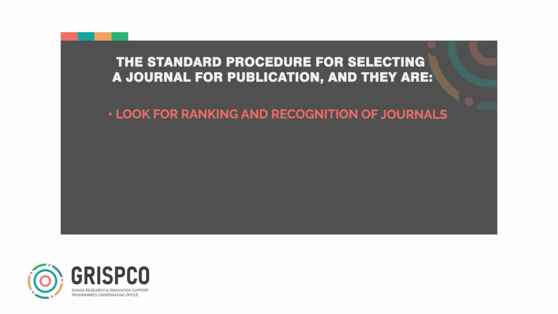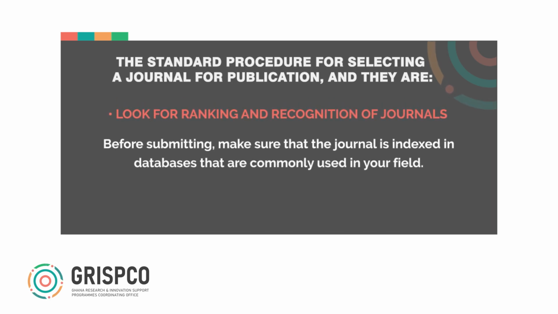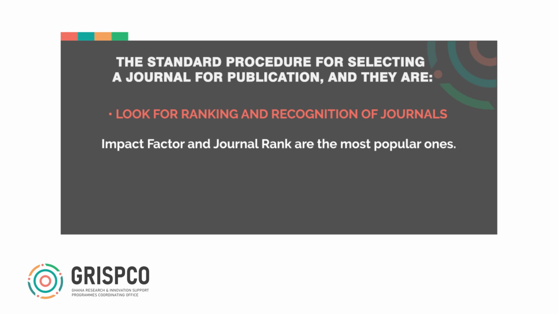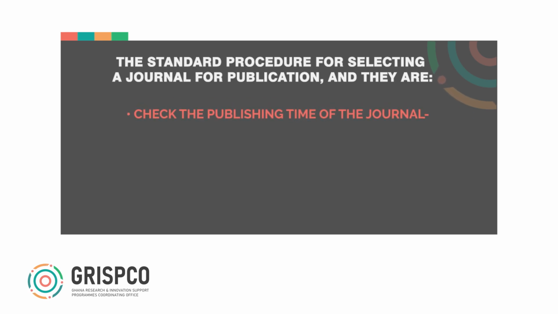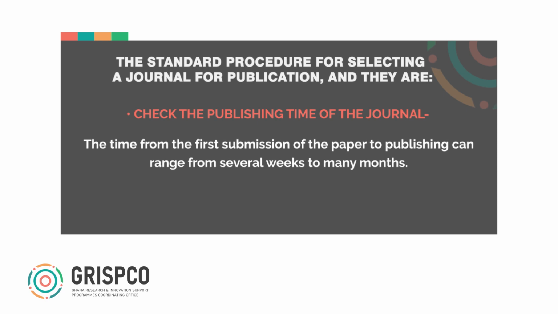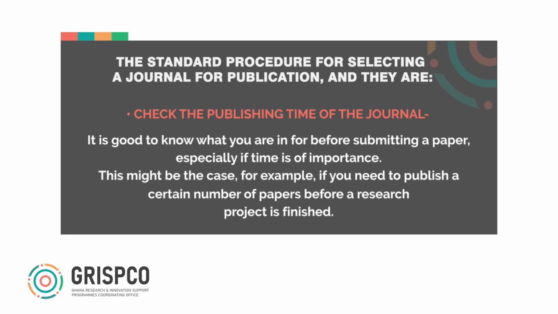2. Look for ranking and recognition of journals. Before submitting, make sure that the journal is indexed in databases that are commonly used in your field. Impact factor and journal rank are the most popular ones. 3. Check the publishing time of the journal. The time from the first submission of the paper to publishing can range from several weeks to many months. It is good to know what you are in for before submitting a paper, especially if time is of importance.